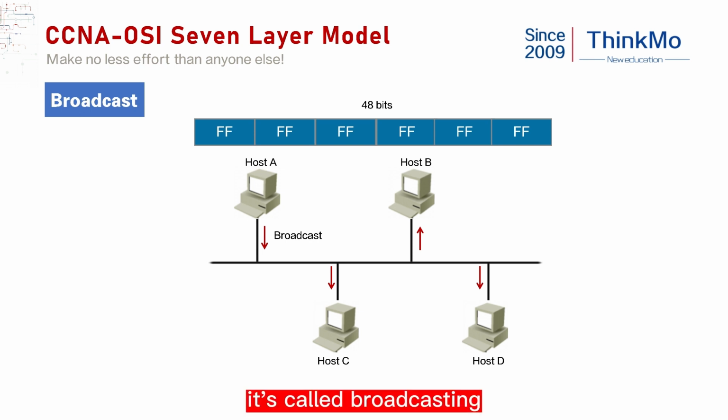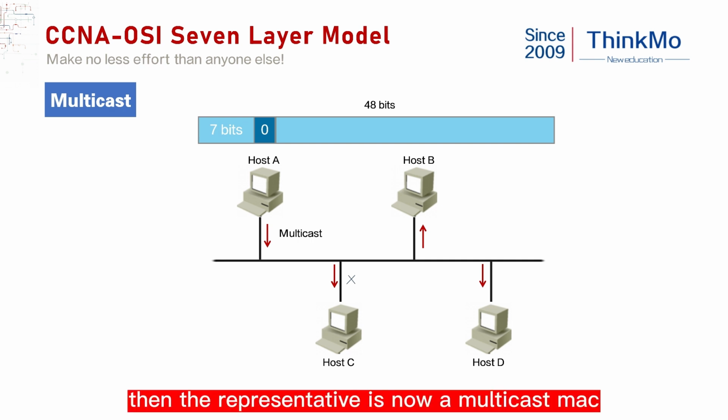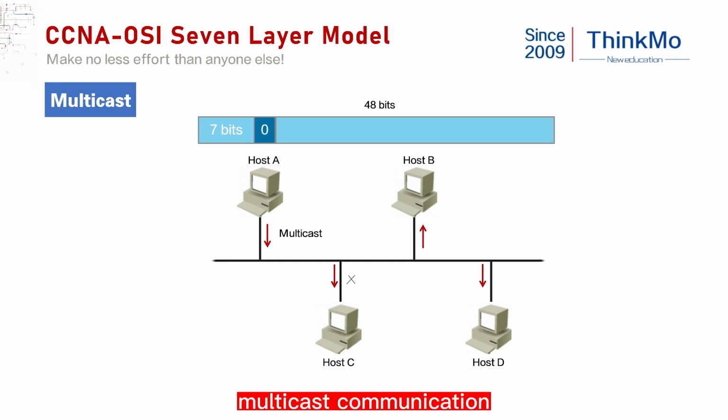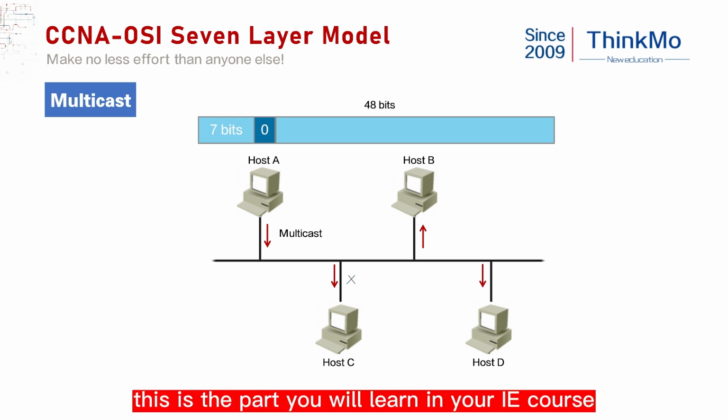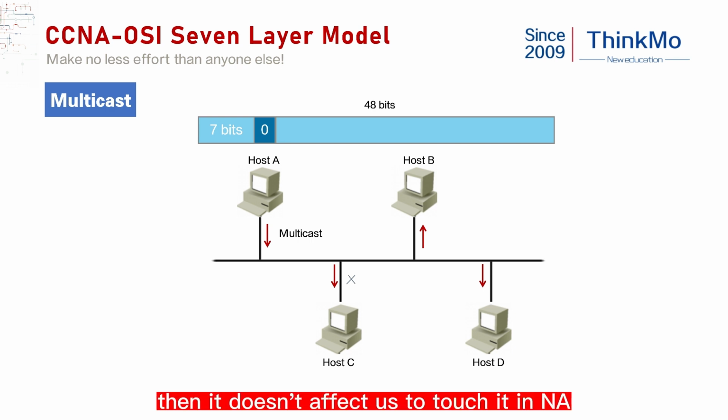If the destination MAC is all 1s, it's called broadcasting. The last one is multicast. Multicast involves the destination MAC here: if bit 8 of the destination MAC is 1, then it represents a multicast MAC. Multicast communication is a part you will learn in your IE course, and it doesn't affect us to touch on it in the NA.